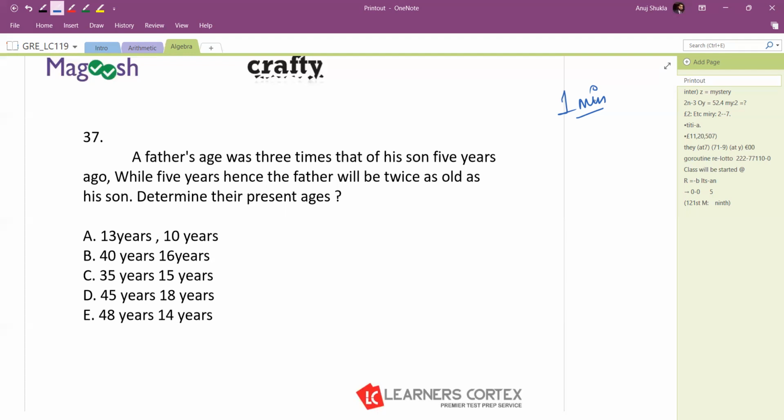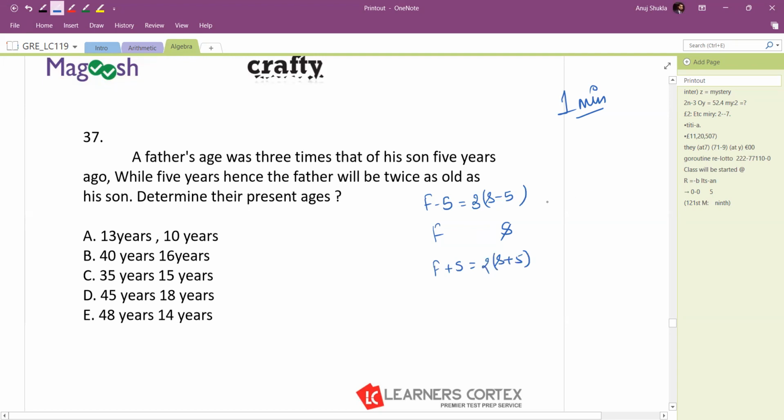So how can we solve this? Father and son. Suppose the father and son ages are F and S. Five years back, it is father minus 5, son minus 5. What are they saying? Father is thrice, 3 times. And 5 years afterwards means F plus 5 and S plus 5. Father is twice. Solve these two equations, this is first and this is second, and then you will get the father's age as 35 and the son's age as 15, right? This is one way.